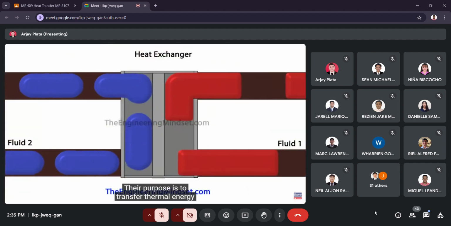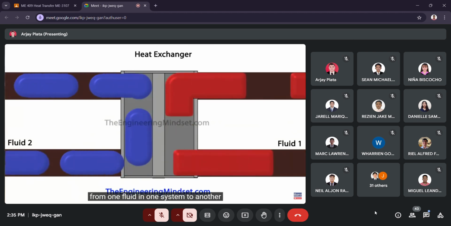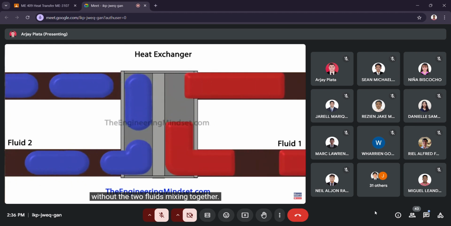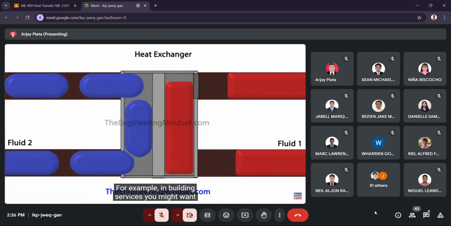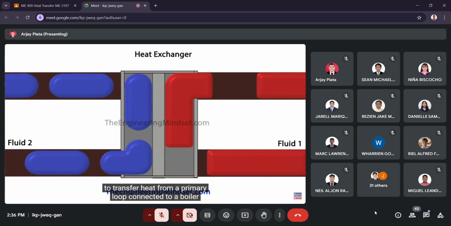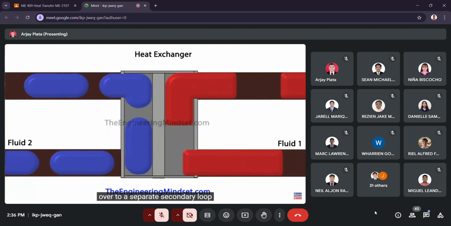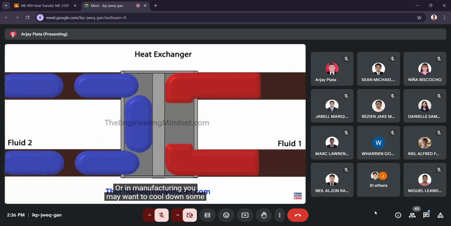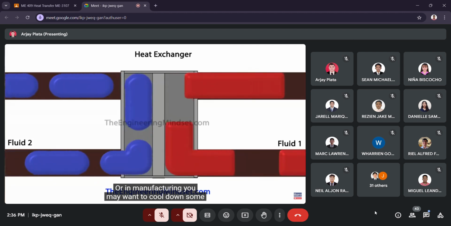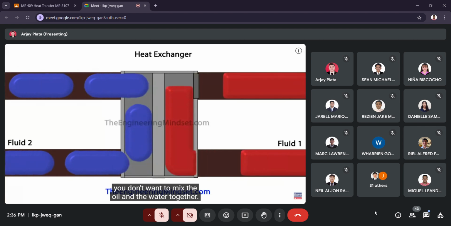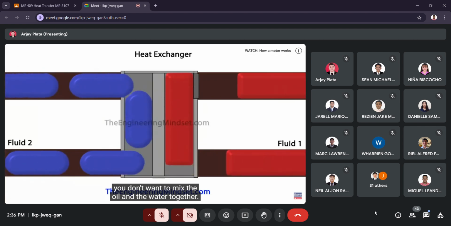Their purpose is to transfer thermal energy from one fluid in one system to another without the two fluids mixing together. For example, in building services, you might want to transfer heat from a primary loop connected to a boiler over to a separate secondary loop, or maybe in a district heating network. Or in manufacturing, you may want to cool down some oil and use water to cool that down, but obviously you don't want to mix the oil and the water together.